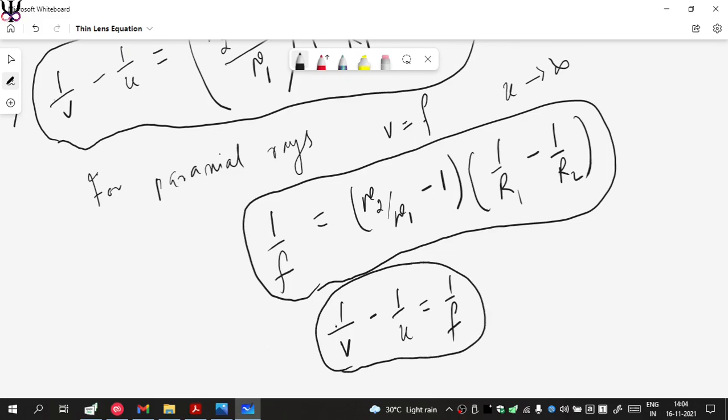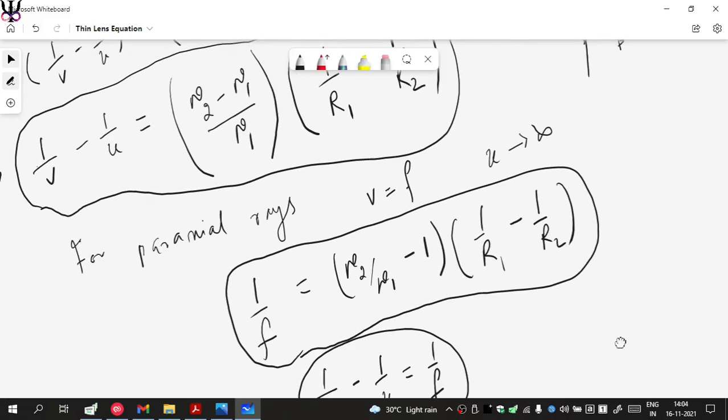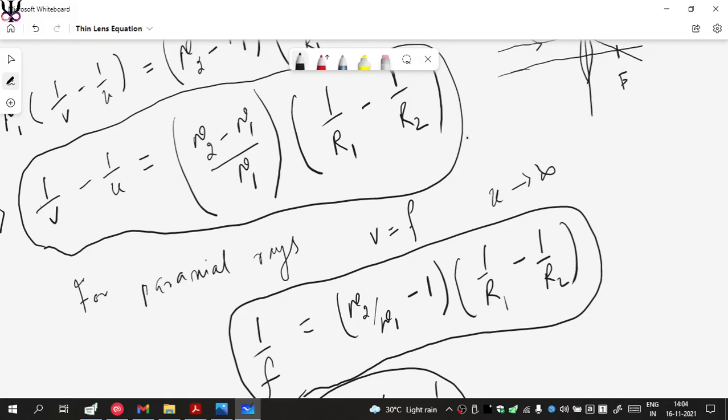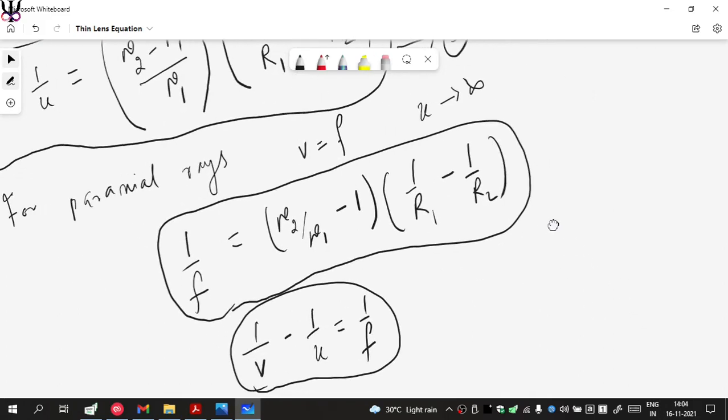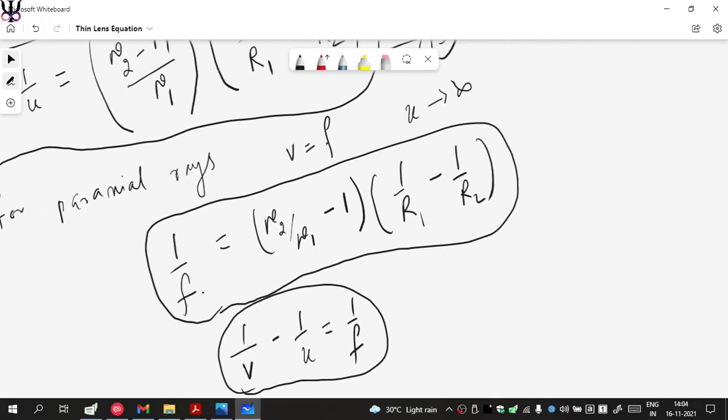You can write this particular equation, let us call it equation 3, as the thin lens equation, or you can write it as thin lens equation 4, where you have to mention what 1 by F means. You have to give equation 5 as an addendum to express that 1 by F means mu2 upon mu1 minus 1 times 1 by R1 minus 1 by R2.